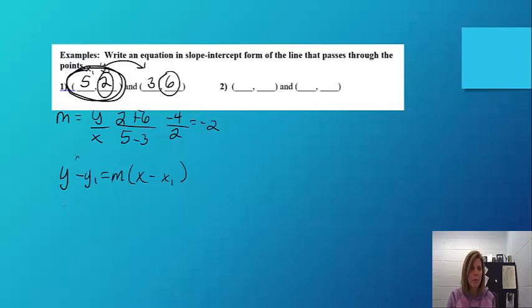So when I go to fill in the problem, I'll have y minus, my y1 is 2. My slope, we just found out, was negative 2. And then we'll have x minus the x1, which is 5. And then remember, from here now, it's just a matter of solving for y. So I'm going to go ahead and get rid of my parentheses. So I'm going to have y minus 2 equals negative 2x plus 10.